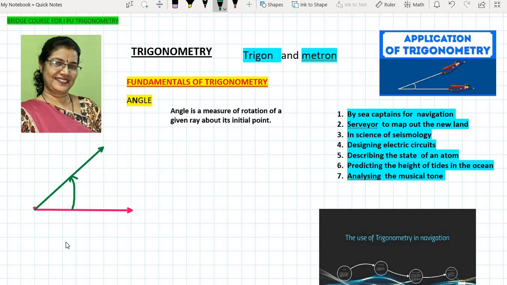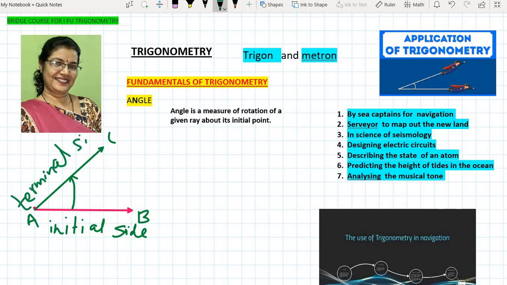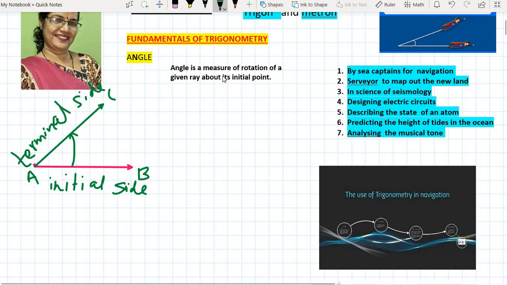Suppose you mark this point as A, the initial point. Suppose you mark this as B, the ray AB is the initial side. The final ray, suppose you mark that as AC, is called the terminal side. AC is the terminal side. So we can conclude like this: angle is a measure of rotation of a given ray about its initial point.